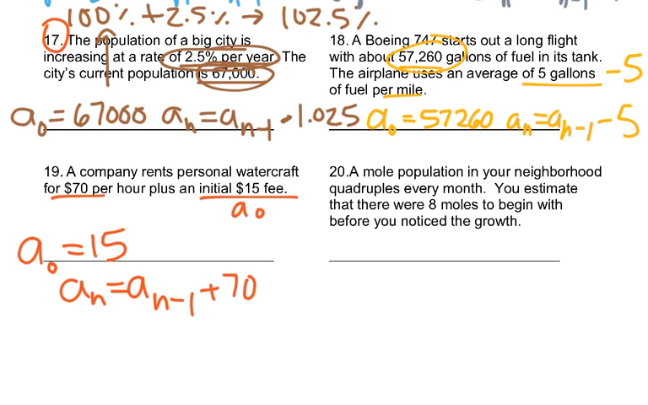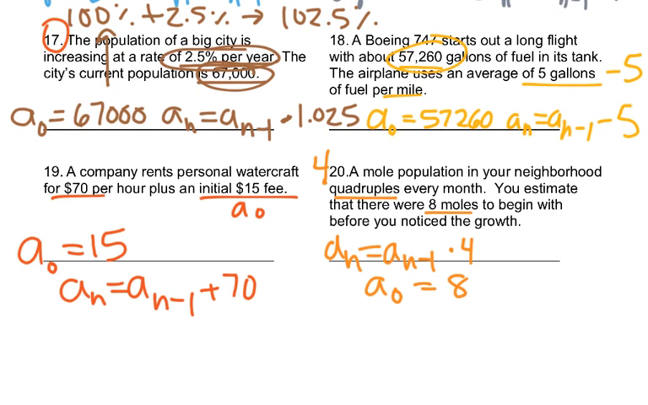Now last one, a mole population in your neighborhood quadruples every month. Quadruple, that's definitely our growth, right? So I know a sub n equals a sub n minus 1 times 4. You estimate that there were 8 moles to begin with before you noticed the growth. So a sub 0 equals 8.